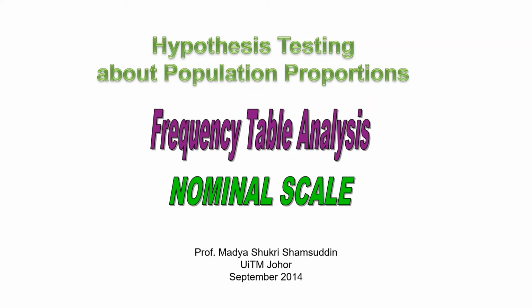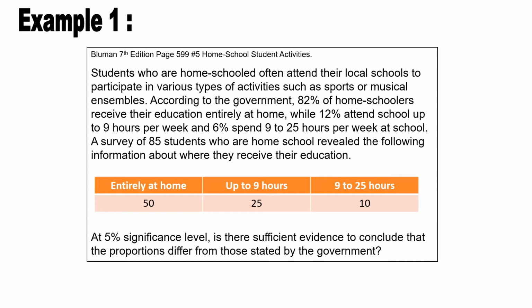In this video you will learn about the test of hypotheses for nominal data. Example 1. Students who are homeschooled often attend their local schools to participate in various types of activities such as sports or musical ensembles. According to the government, 82% of homeschoolers receive their education entirely at home, while 12% attend school up to 9 hours per week and 6% spend 9 to 25 hours per week at school.